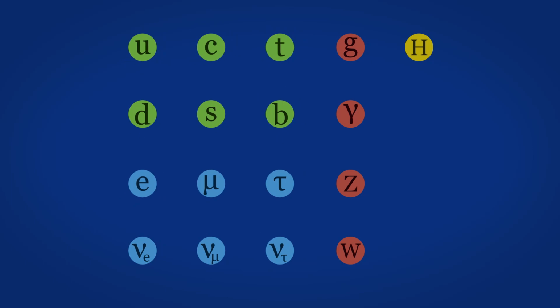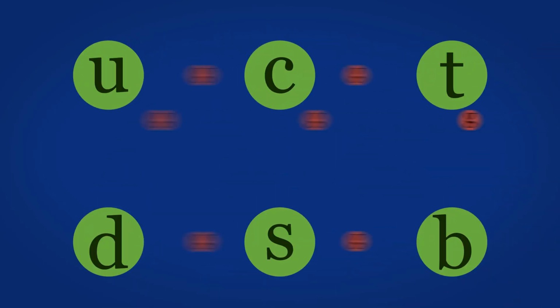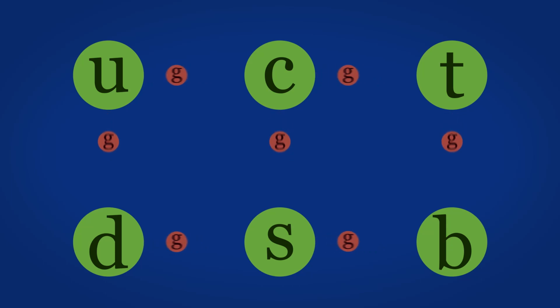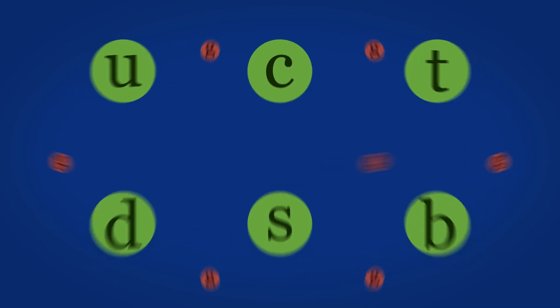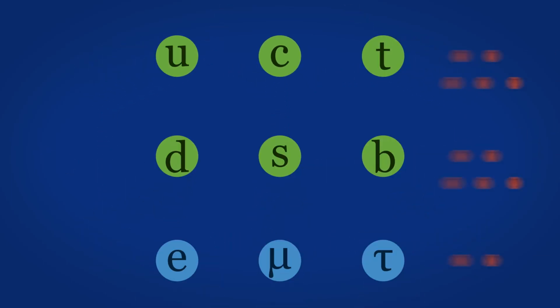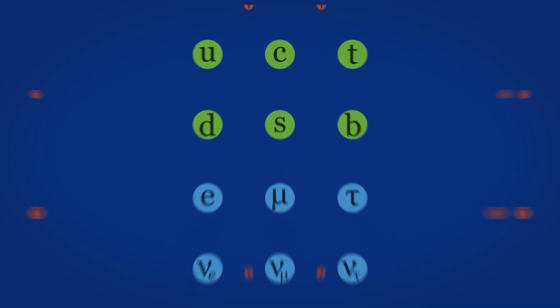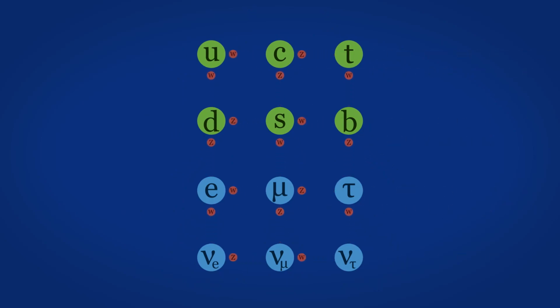One of the differences between quarks and leptons is that quarks participate in the strong interaction, the carrier of which is the gluon. Quarks and electrically charged leptons participate in electromagnetic interaction, the carrier of which is the photon. And finally, all elementary particles participate in the weak interaction, the carriers of which are the W and Z bosons.